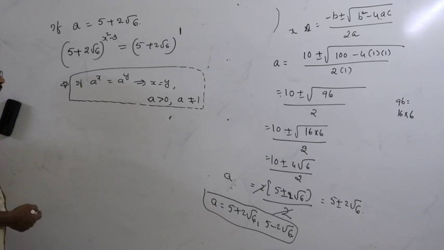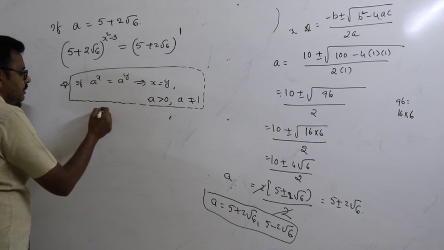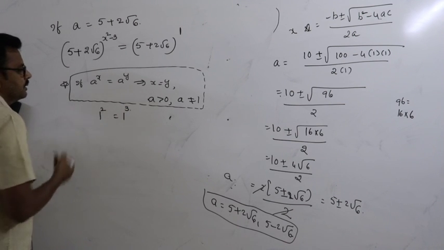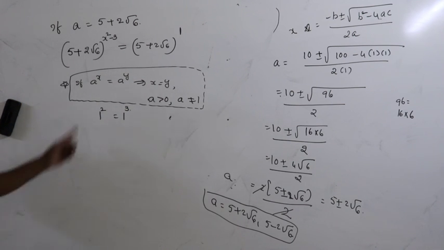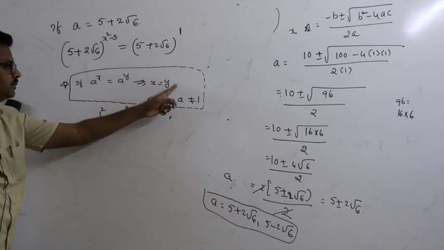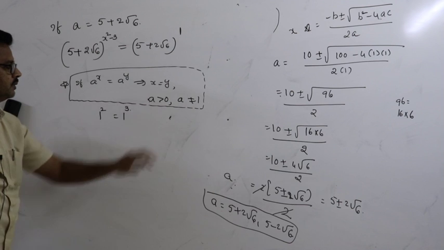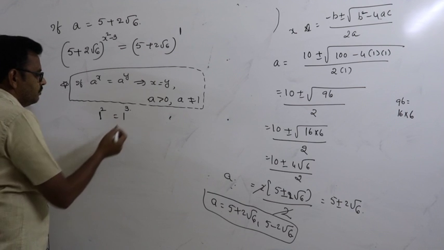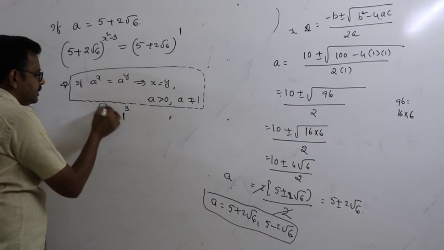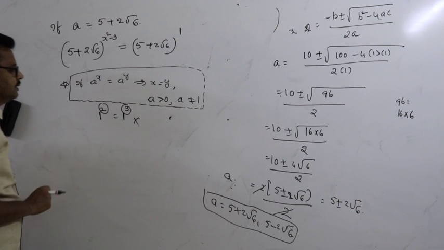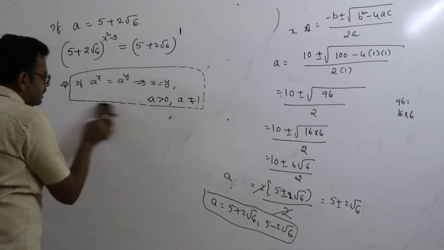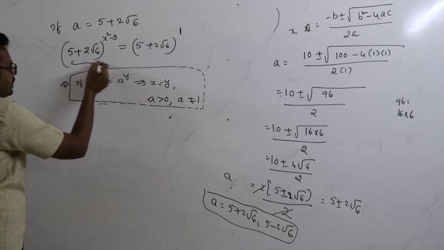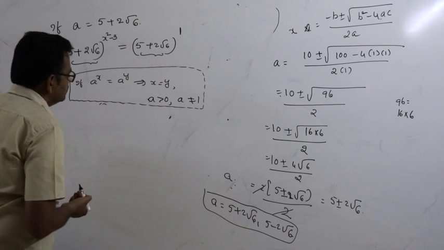What happens if A is equal to 1? If A equal to 1, I am taking 1 square is equal to 1, and 1 cube is also equal to 1. Is it possible that 2 equals 3? Not possible. So that's wrong. That's why A is greater than 0 and not equal to 1. Clearly this is positive, this is also greater than 0.